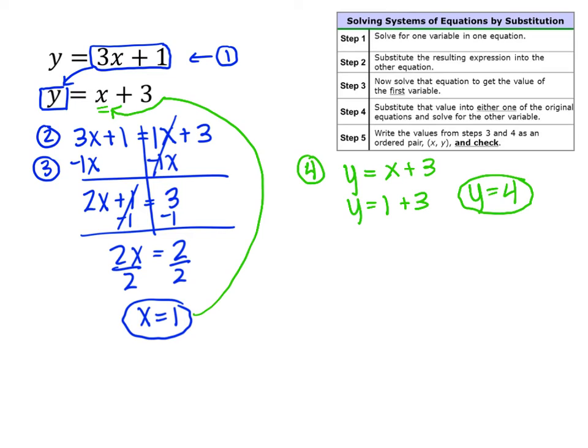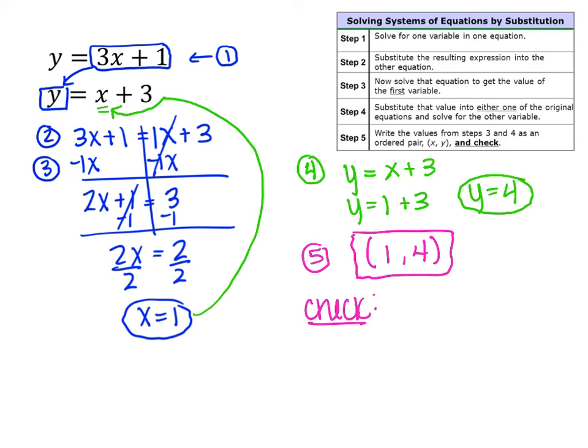My last step, once I know what x and y are, is to write my answer as an ordered pair and to check my work. So my answer would be the point (1, 4). But is that the right answer? How can I be sure? And that's where that check comes in.